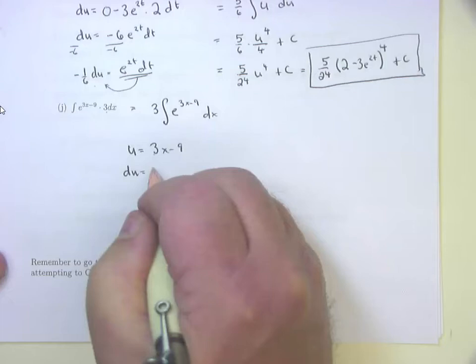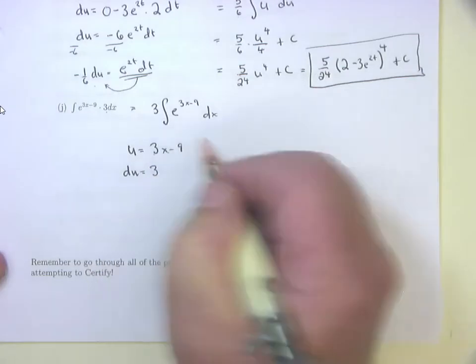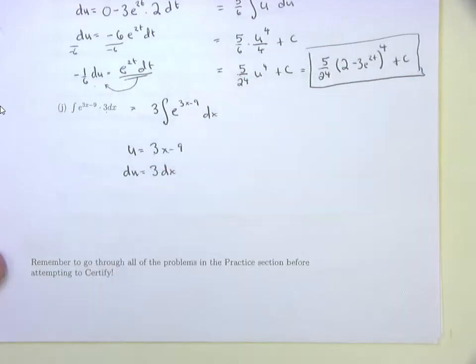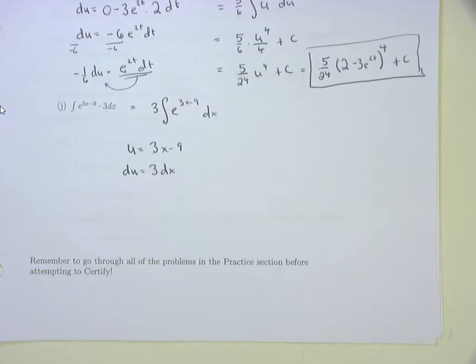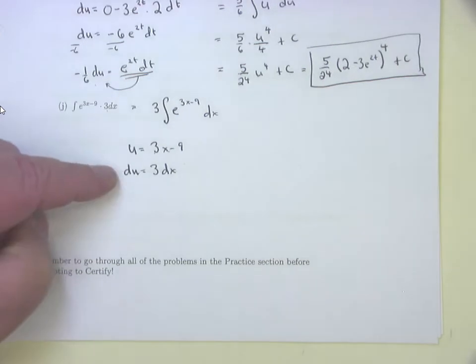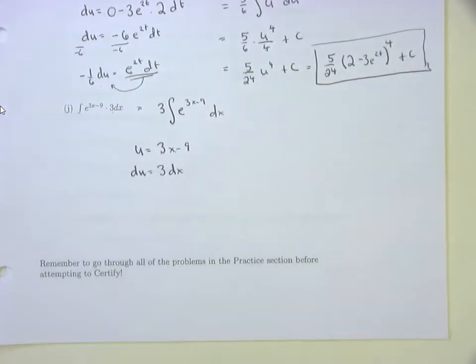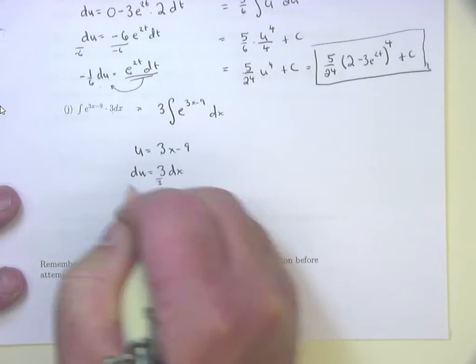Derivative of 3x is going to be 3, derivative of minus 9 is 0, dx. You always plug in the d, whatever the variable, whether it be x's or t's or whatever letters you happen to have. Step 1, find u. Step 2, find du. Step 3, move the constant to the other side. I'm going to divide both sides by 3.